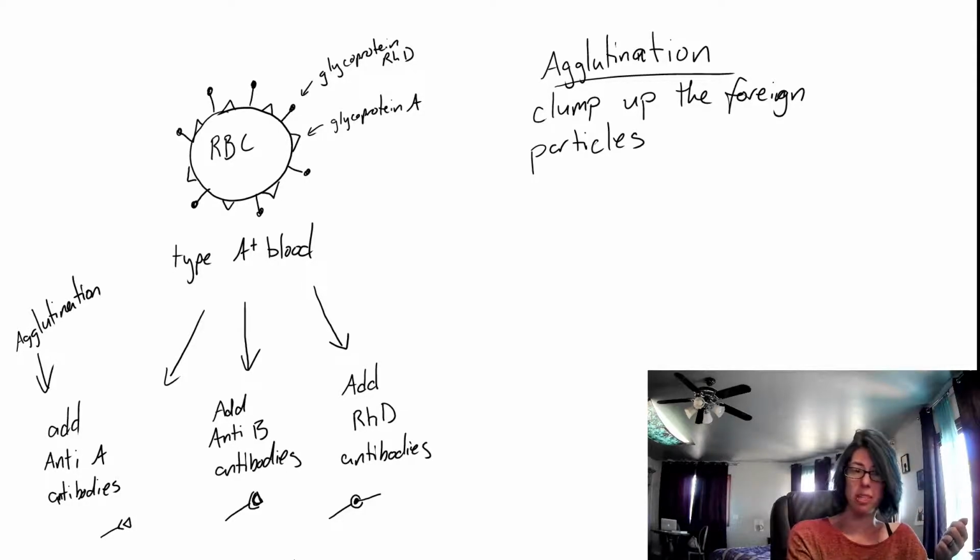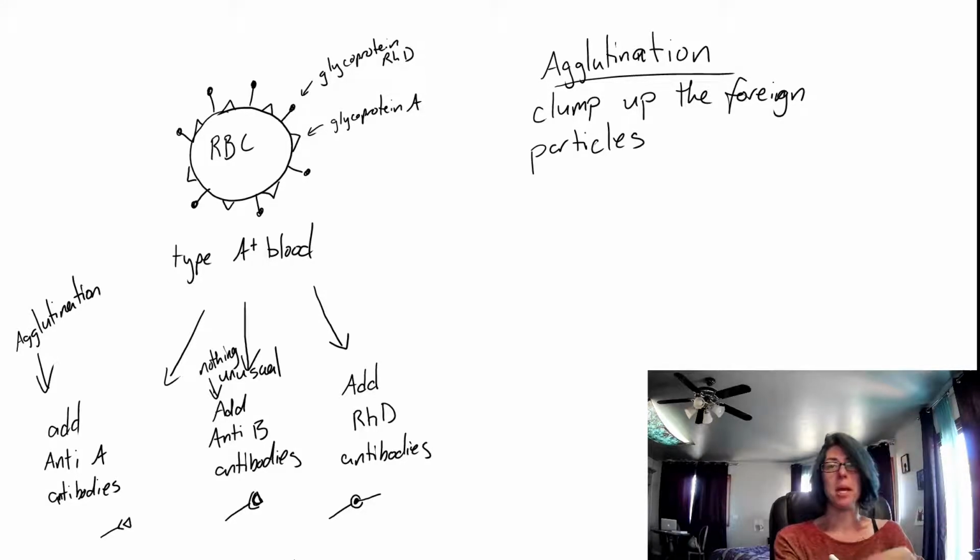Anti-B antibodies, you'll see nothing. Nothing unusual. Now this is A plus blood. This person is positive for RHD. So when you add the anti-RHD antibodies that attack that RHD, you're going to see agglutination also.